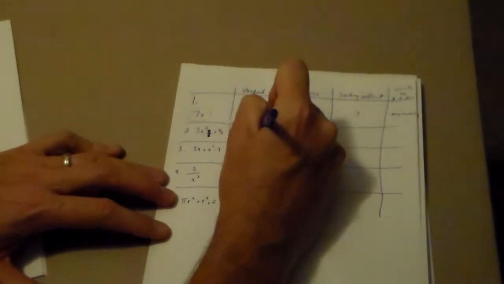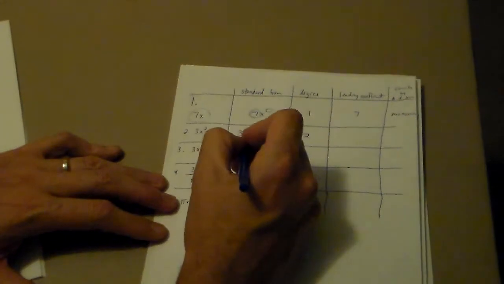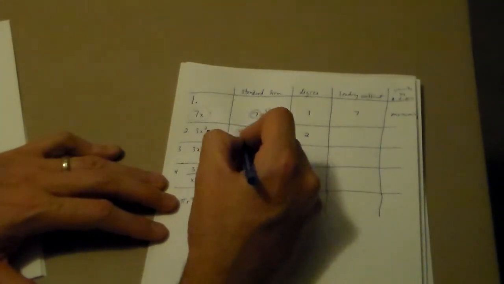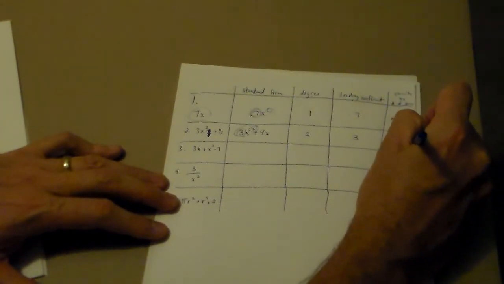Let's put this in order. Guess what? It's already in order. Degree is 2. Leading coefficient. What's the leading coefficient? Well, you look at your first term and take the coefficient. That's going to be 3. And then classify by the number of terms. How many terms do we have? 1, 2. So that's a binomial. So what I want you guys to do is pause the video and try this next one. Give it a shot.